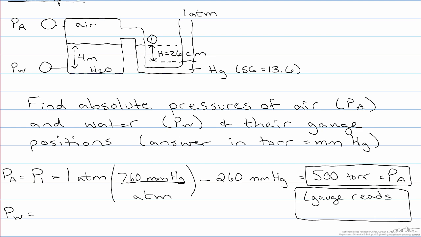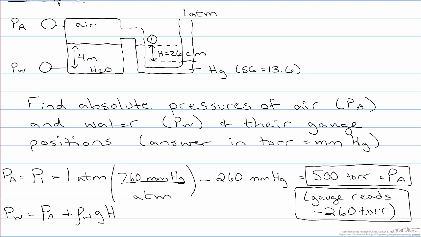But the gauge, of course, reads negative pressure because it is relative to 1 atmosphere, so it reads the negative 260. The pressure at the gauge in the water is PA, the pressure of the air above it, plus rho water, G times the height of the water, down to that gauge point.